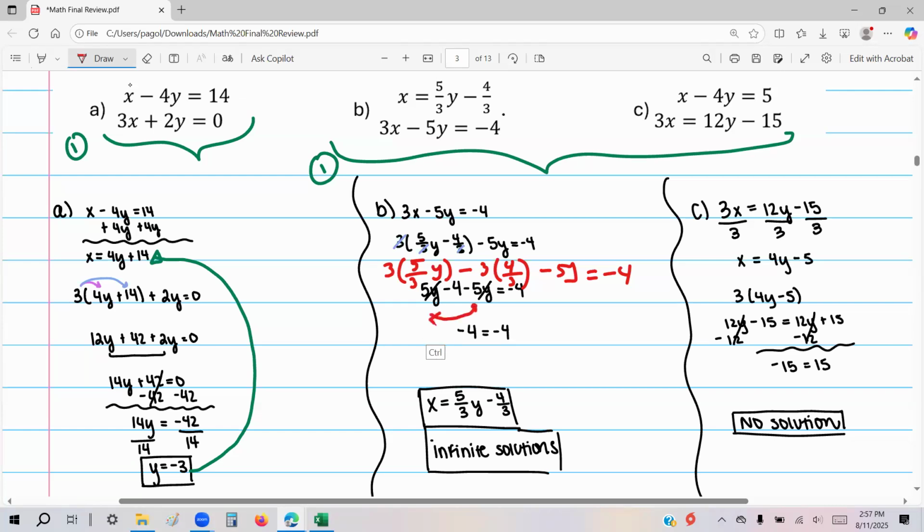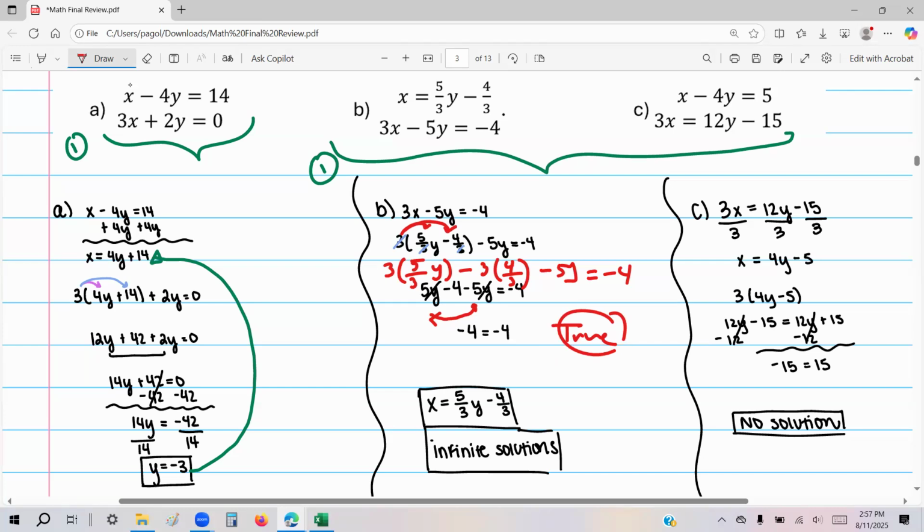So plus 5y and minus 5y, they cancel out. You're distributing 3 times 5 over 3y, 3 times negative 4 over 3. So you're distributing, but we get somewhere. So you get -4 on one side and -4 on the other side. And this is true. -4 and -4. -4 is -4.